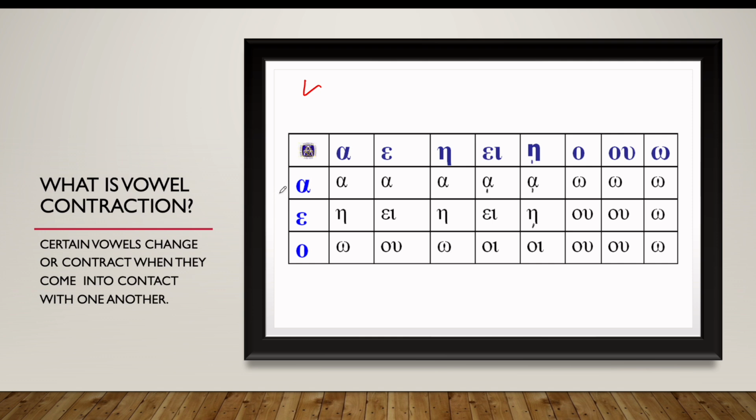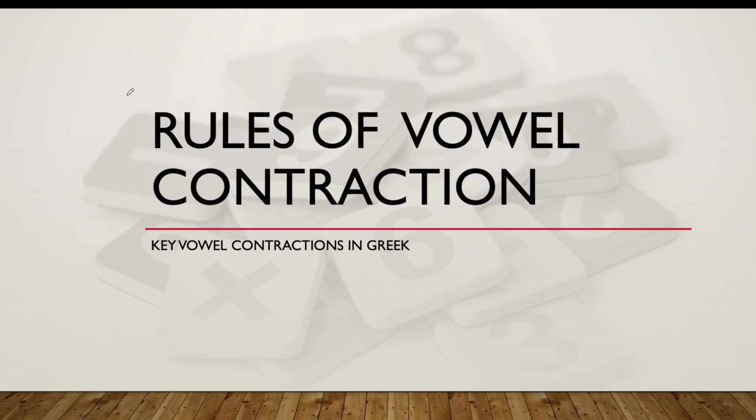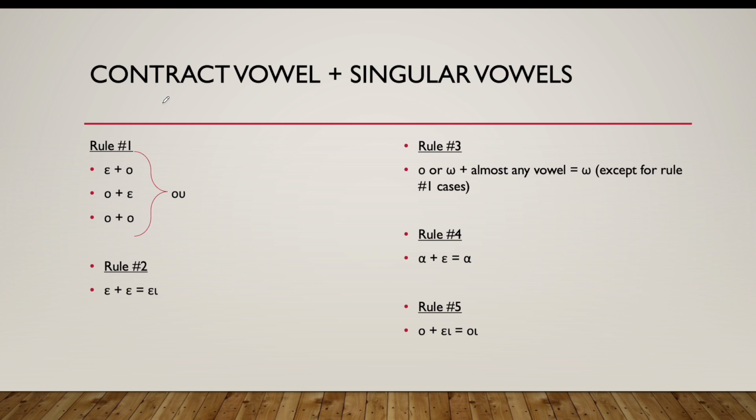But the authors of the textbook really emphasize that the rules of contraction are a much better way of understanding vowel contraction. And these rules of contraction are taken from another Greek grammarian called Bill Mounce. So here are 5 rules that you can memorize. Contract vowel plus singular vowel. Let's say you have a contract vowel combining with a singular vowel of an ending.